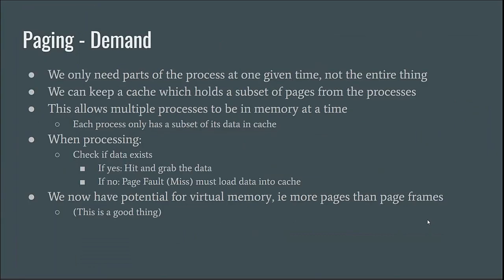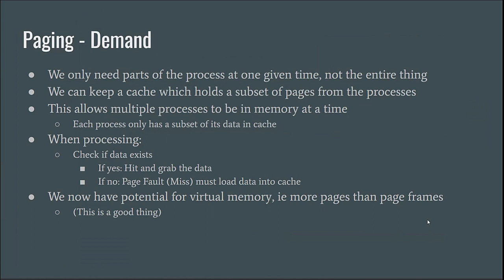So after our whole paging thing, we have demand paging, right? We only need to keep parts of the process at one given time. We don't really need the entire thing all the time. So to do that, we can just keep a cache, which is really fast storage, and that just holds some of the pages from the process, not all of them. This allows multiple processes to be in memory, since we're not using all the pages of a process. Each process only has part of its data in the cache. Remember, we're not taking the whole process, just parts of it.